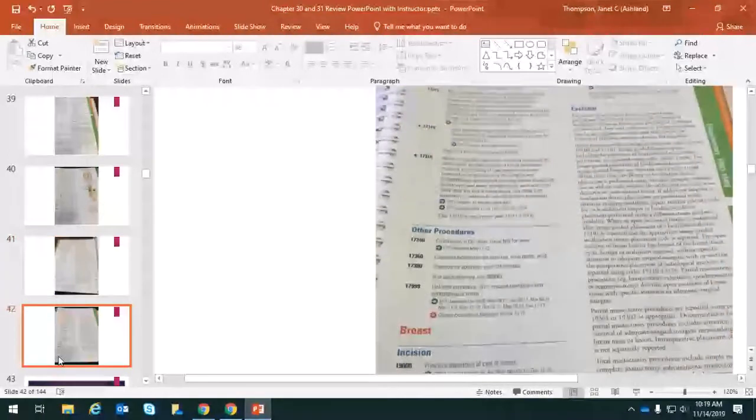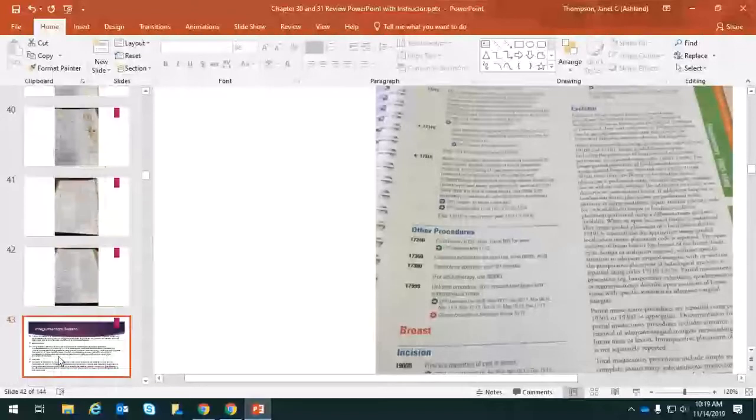And then towards our last section of the book, we have procedures of the breast. So breast is mostly skin, made up of skin and the integumentary system. So this includes biopsies for the breast. In this section, we have biopsies, we have mastectomies, and reconstruction procedures. And that's our very last section.